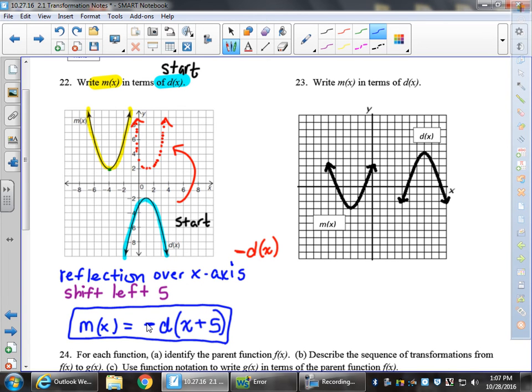So the negative that's out front that I've made super bold to try to make it stand out, this is how we account for the reflection over the x-axis. And then plus 5, recall, there's a built-in negative that becomes a plus. Shift left 5.